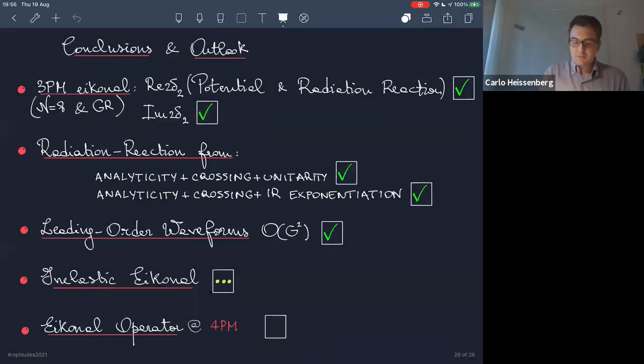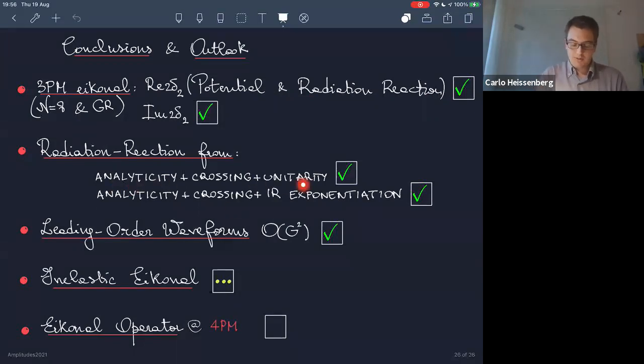So what has been done is the 3PM Eikonal, essentially complete, of its imaginary and real parts, potential and radiation reactions, both in n=8 and in GR. Radiation reaction has been obtained by various amplitude-based methods, which agree with the calculations of Thibault, for instance, using purely classical methods.